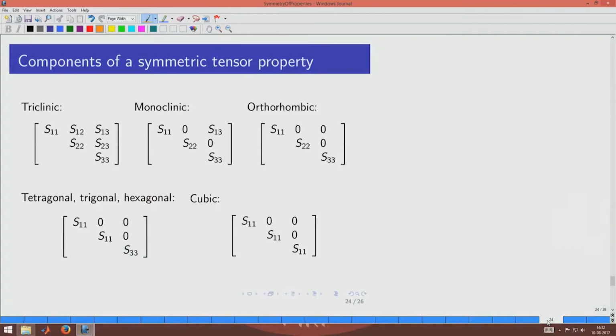So, for triclinic crystals you have all the 6 that are available. So, you must do lot of experiments to determine a second order property tensor for a triclinic crystal completely. For monoclinic you have got only 4 of them, and for orthorhombic you have got 3. For tetragonal, trigonal and hexagonal you have got 2, and for cubic you have got 1. So, you can see that from 6 you could go all the way to just 1, simply because the symmetry is helping the number of elements to come down.